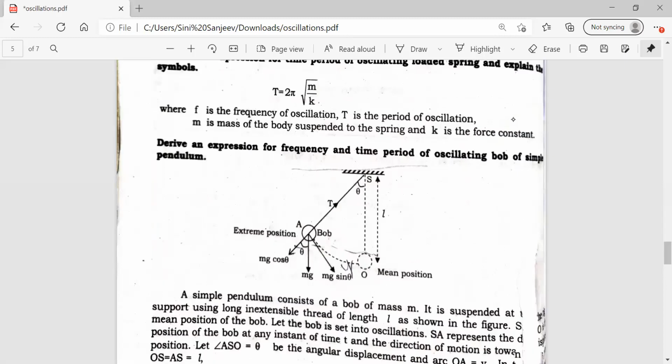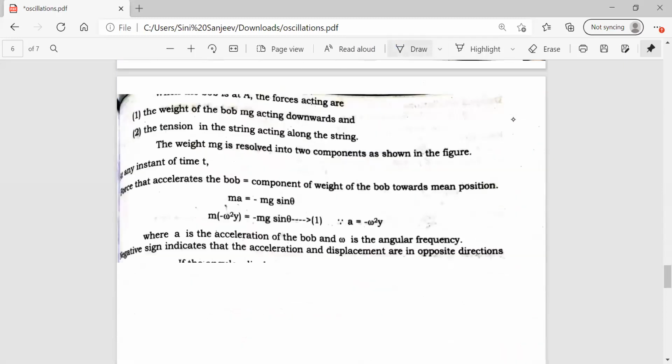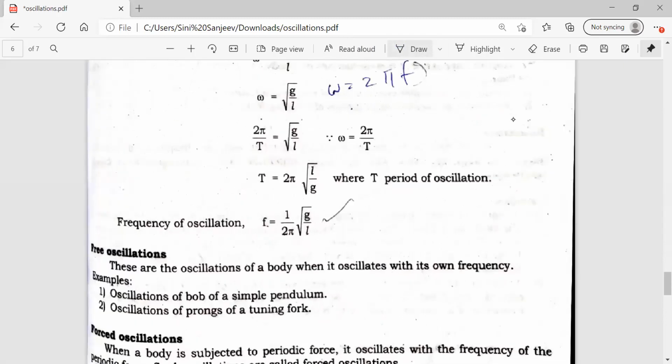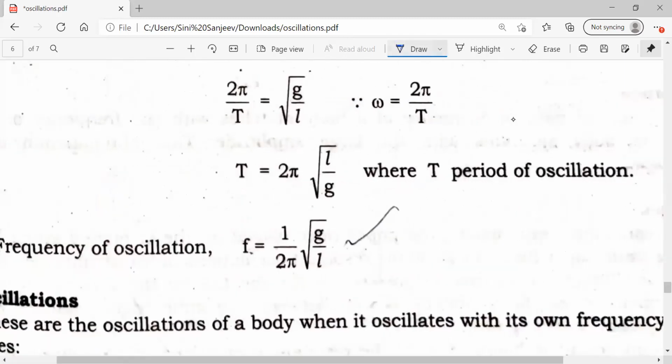Yeah. Now coming to this particular thing: derive an expression for frequency and time period. Before this, we should know one formula: f is equal to 1 by T. Correct? We have to know the relationship between frequency and time period. Very important. And this question has been repeating in CET as well as IIT JEE for a very long time. T is equal to 2 pi root L by g. This is one important derivation we have to know.